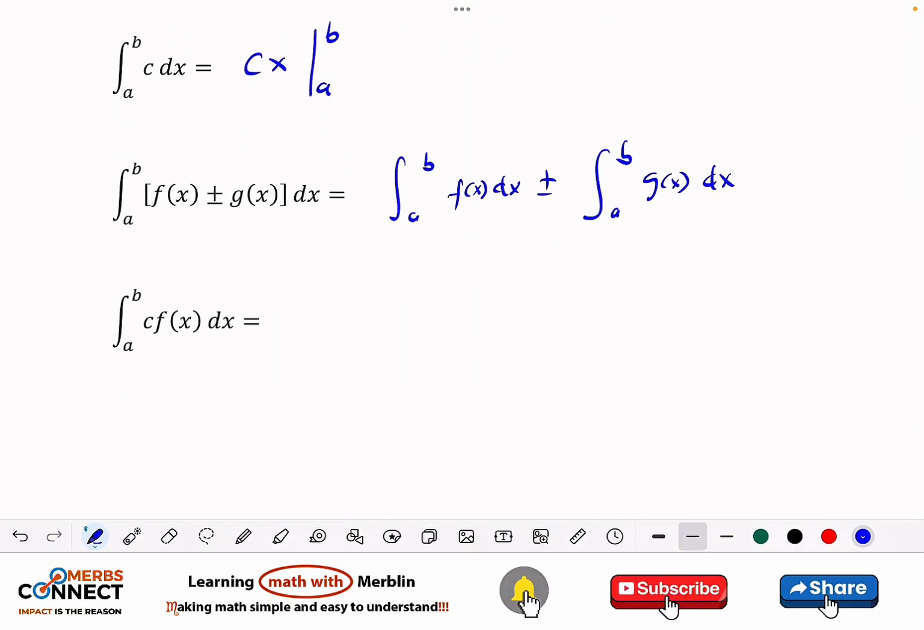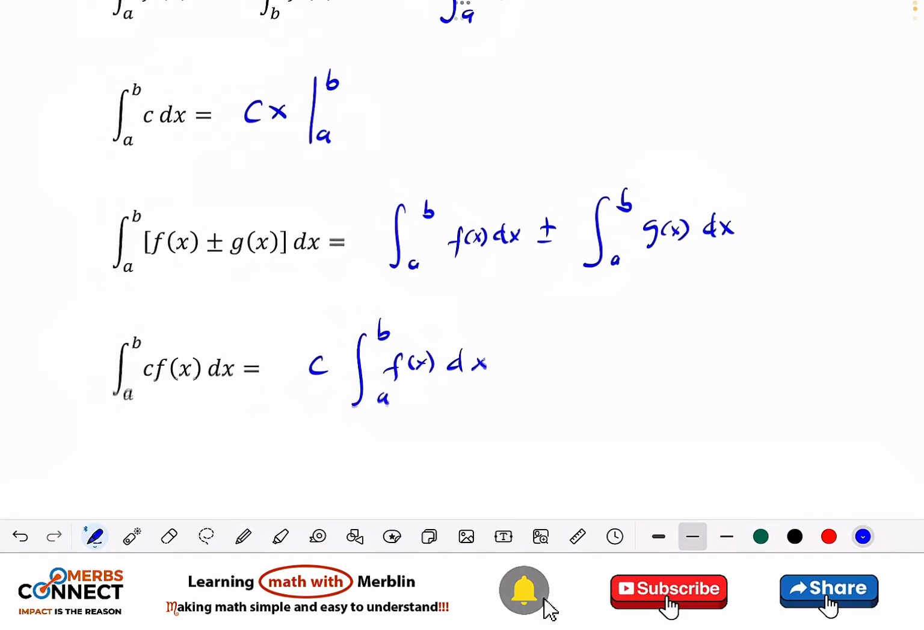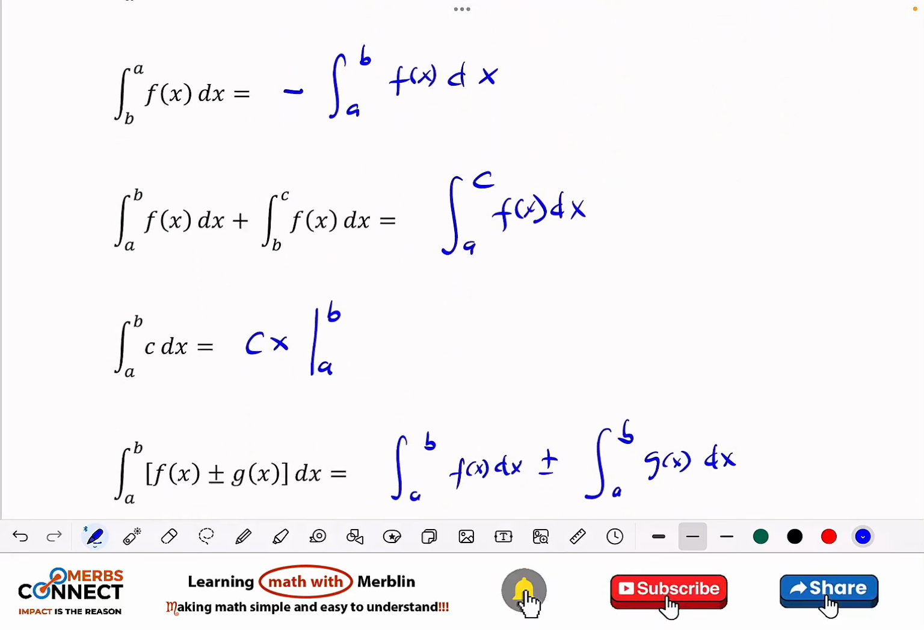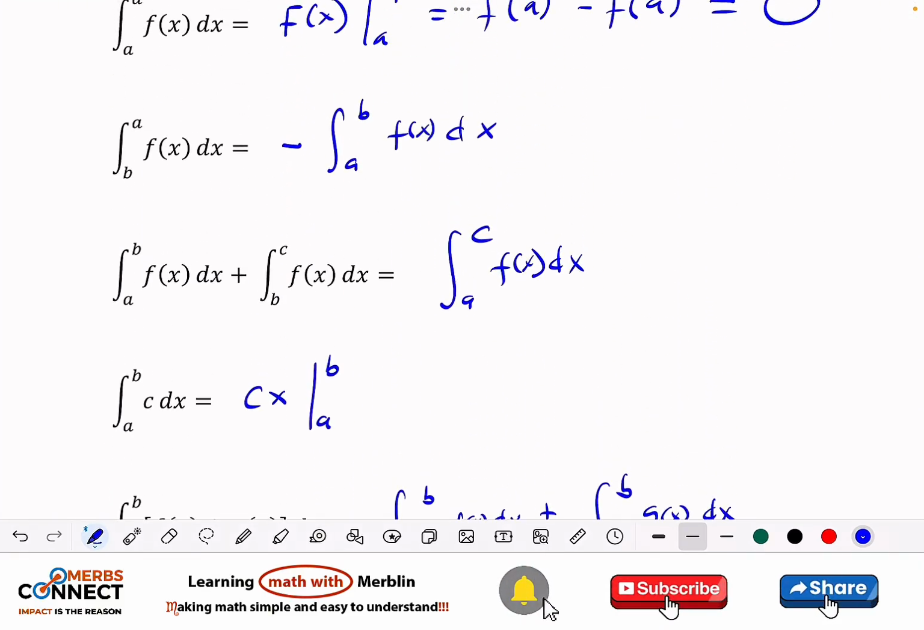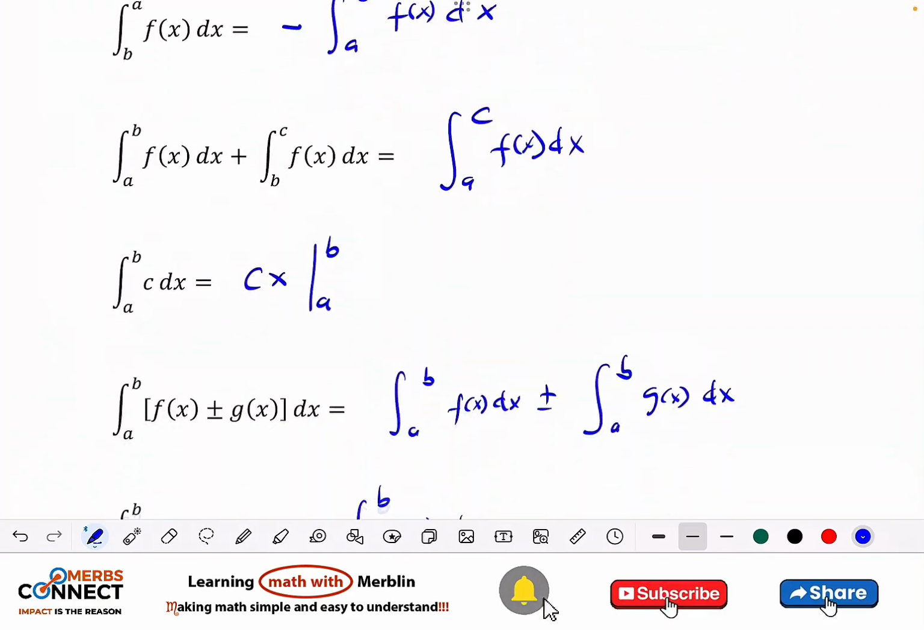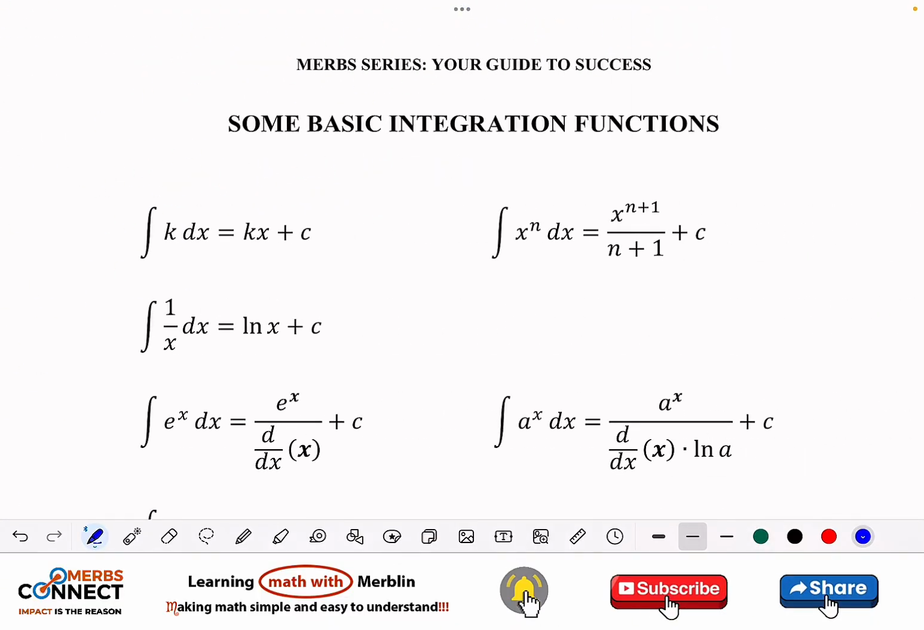And then the same thing for this one too. I can factor c out and write this one as this dx from a to b. Good. So these are some of the properties that we need to learn so far as definite integrals are concerned. Let's take some examples.